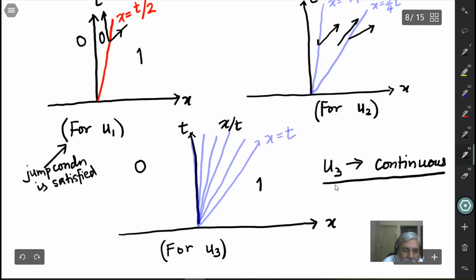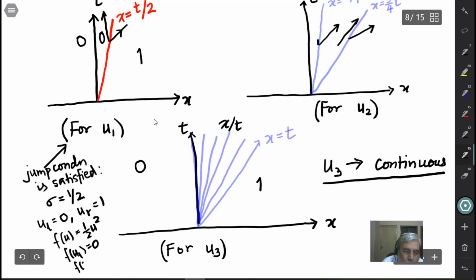Why? In this case we have constant speed, so sigma is just half, as x is t by 2, so its derivative is just half. And as I said, u_l is 0 and u_r is 1, and our f of u is half u squared. So you get f of u_l is 0, f of u_r is half. If you plug in all these values, you get half equal to half. So the jump condition is easily seen to be satisfied here.